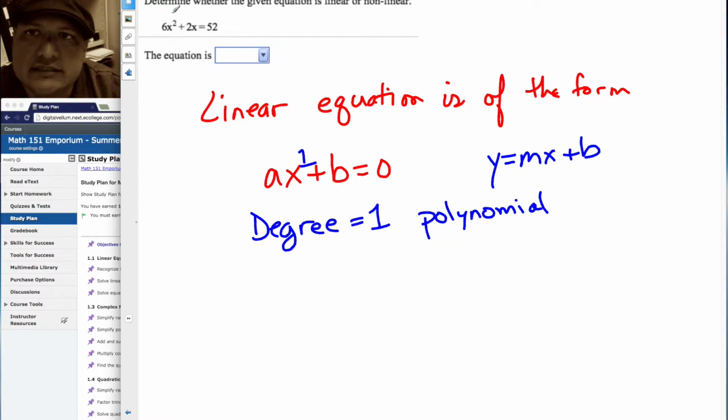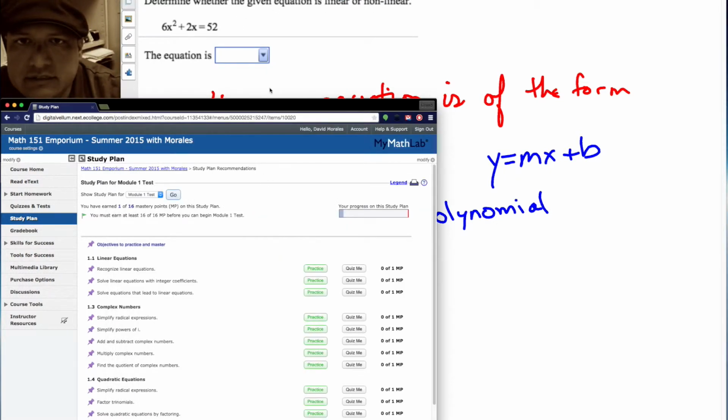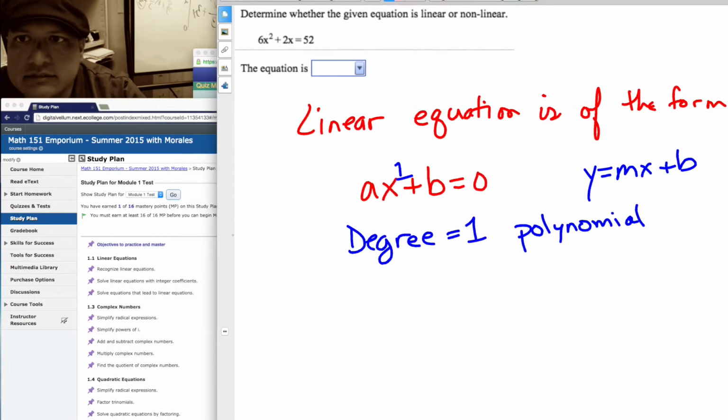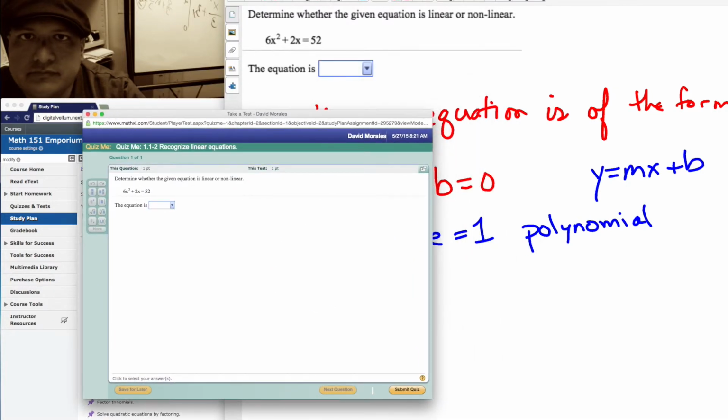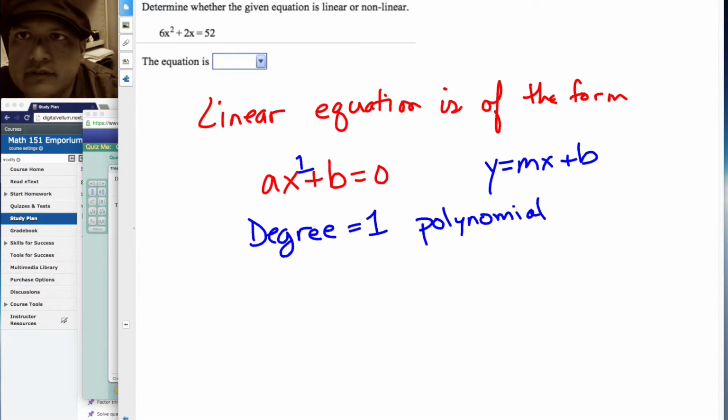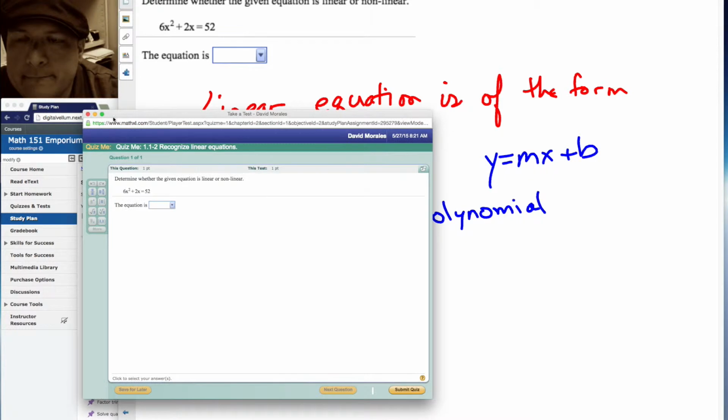So this is degree 2, right? Because there's a 2 right there. So it cannot be linear. This is actually quadratic. And here we just care: is it linear or nonlinear? Our answer is it is nonlinear. Now let's see, where did I put the box? There it is. Okay. So this is nonlinear.